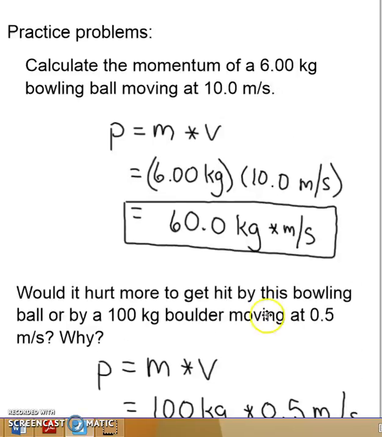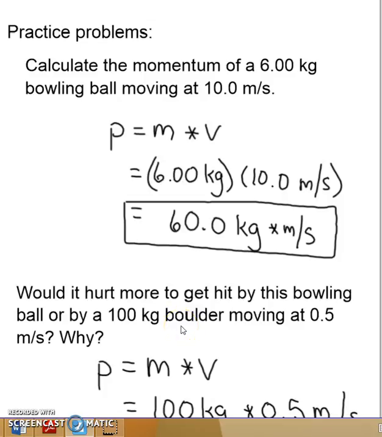Part 2, would it hurt more to get hit by this bowling ball? If a bowling ball was flying at you, a 6-kilogram bowling ball at 10 meters per second, would that hurt more? Or if a 100-kilogram boulder was moving at 0.5 meters per second towards you? Okay, 100 kilograms probably wouldn't be a boulder, but a large rock moving at 0.5 meters per second. Which one would hit more?